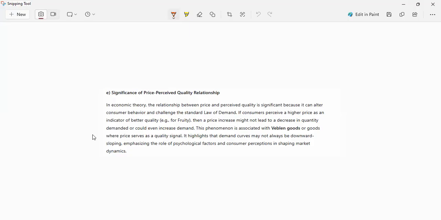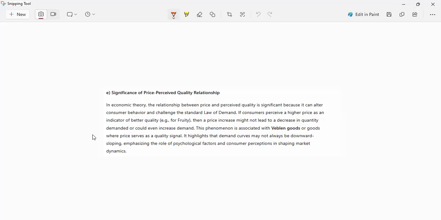So if consumers perceive a higher price as an indicator of better quality, for instance, fruity juice, then the price increase might not lead to a decrease in the quantity demanded. This phenomenon is associated with what are called Veblen goods, or goods where prices serve as a quality signal. It highlights that demand curves may not always be downsloping, emphasizing the role of psychological factors and also consumer perceptions in shaping market dynamics. So those of you who use Liquid, even if the price goes up, you still want to remain with Liquid internet because you perceive it to be the best quality we have.